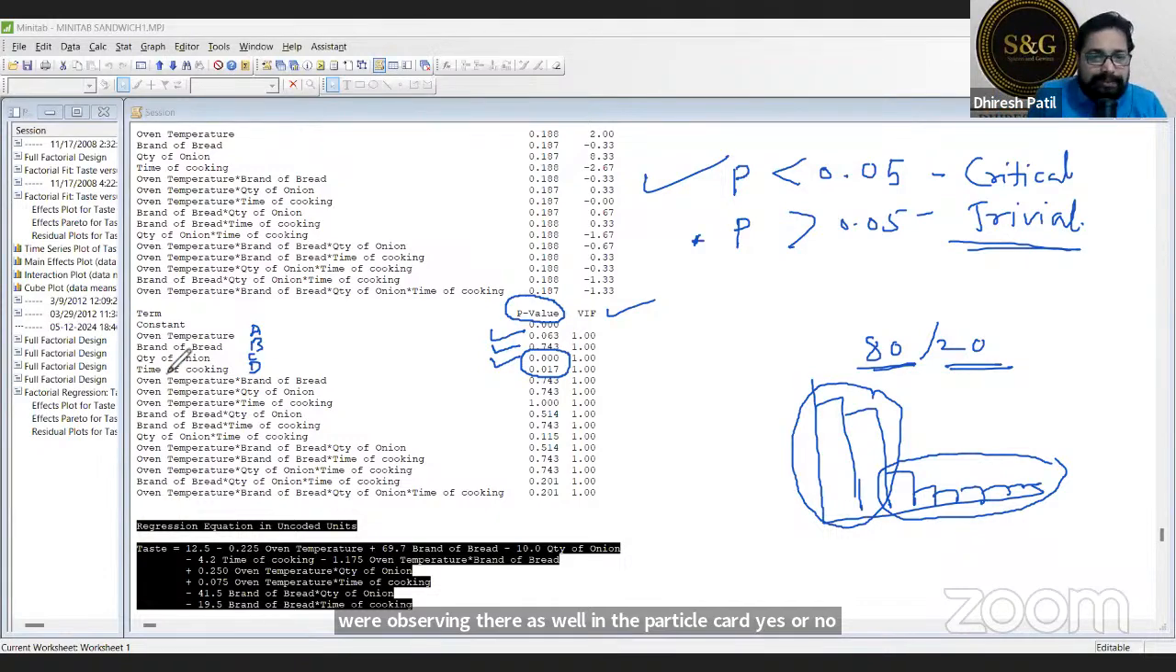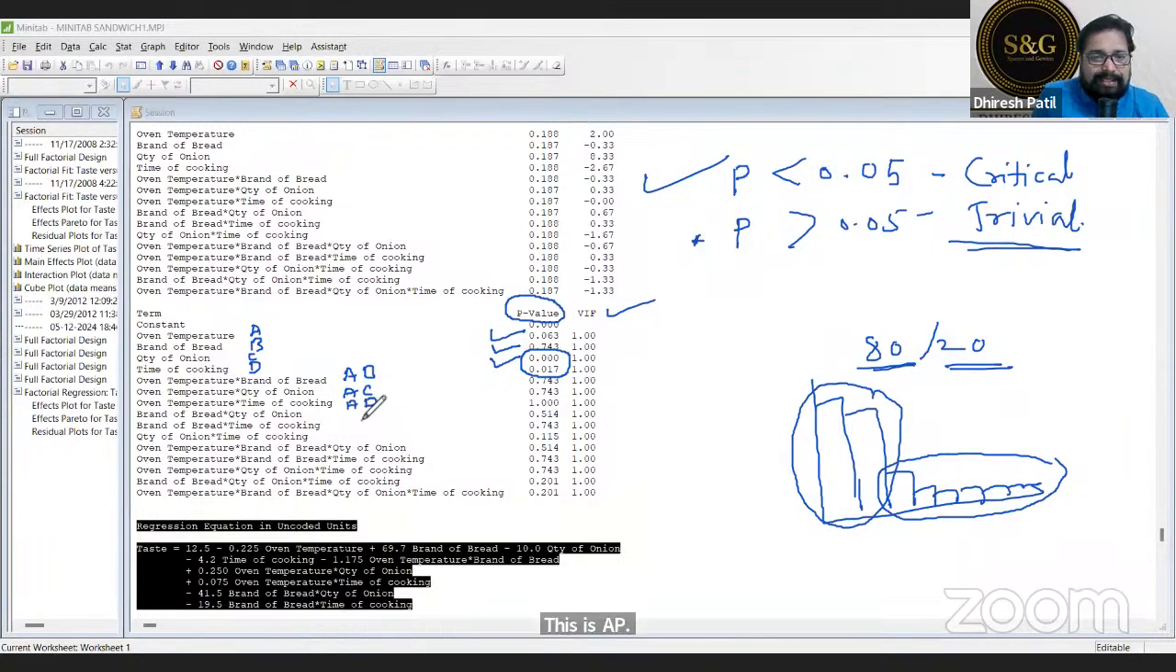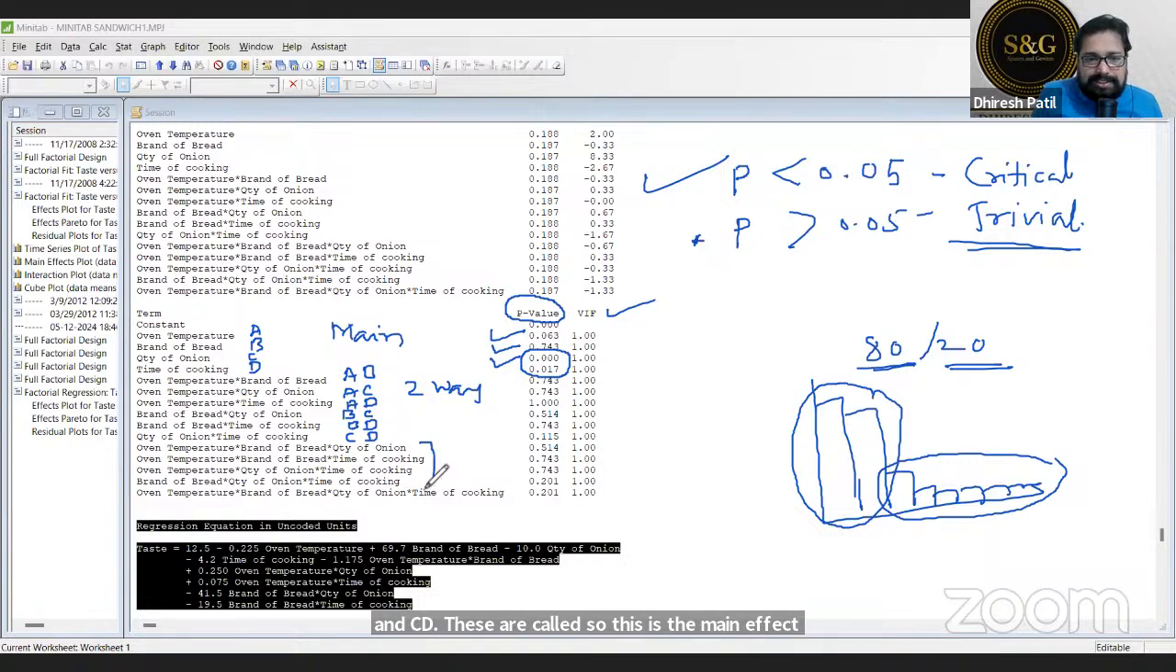Yes. Now coming back to the two-way interactions. Okay, look at this. This is AB, AC, AD, BC, BD, and CD. So this is the main effect. These are called two-way interactions. These are called three-way interactions. And these are called four-way interactions.